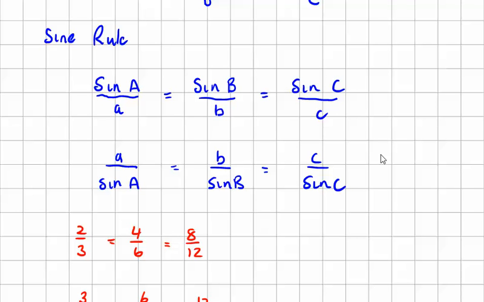Yeah. Because then you can just multiply each side by the bottom. Yeah. So having to rearrange, you don't really want to. You can use it either way round to find either.